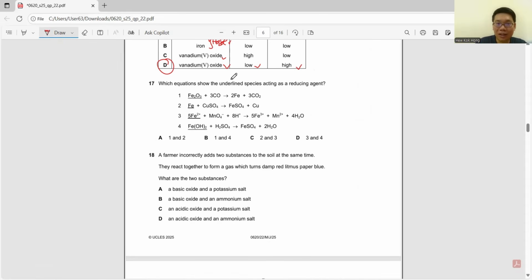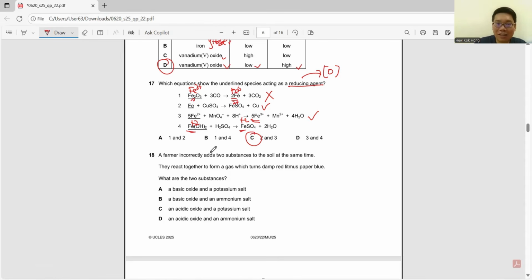17. Which equation shows the underlined species acting as a reducing agent? Means that they oxidize themselves. So let's see. Initially here is Fe3 plus, at last is Fe0. It's reduced. So it's oxidizing agent. This Fe from 0 becomes 2 plus, so it's oxidized. Then it is reducing agent. 2 plus becomes 3 plus, oxidize, so it's reducing agent. Fe here is plus 2, becomes plus 2. So the charges no change, so not oxidation, not reduction. So answer is just 2 and 3.